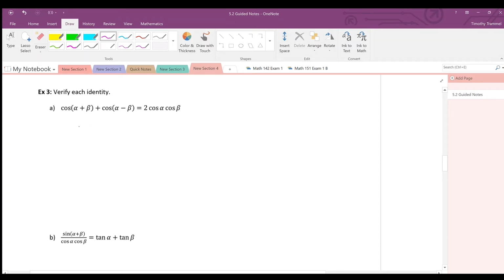We are now going to switch back to verifying identities. And let's pick a side to start with. I'm going to pick this side because I see two terms that I can use some of our new identities on. Okay? And my hope is if I apply these new identities, then maybe I'll end up with this.